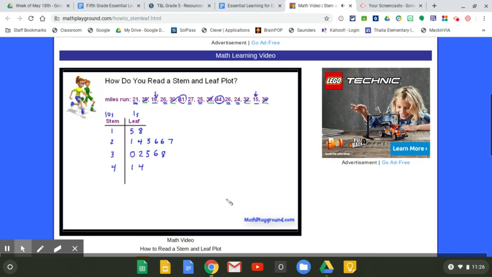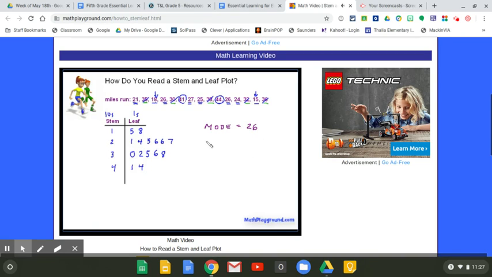Right away we can see that the majority of team members ran miles in the 20s, and that ranged from 21 to 27. We can also see that in the stem of 2, we have 2 leaves that are exactly the same. So 2 members of the track team ran 26 miles. Because that's the only value that shows up more than once, we can call that the mode. So the mode of our data is 26, because that number shows up twice.